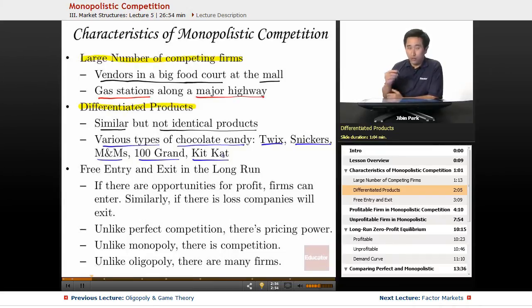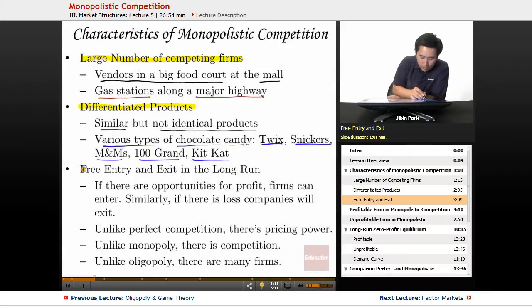Chances are you have participated in a monopolistically competitive market if you've woken up and done pretty much anything today, because the majority of our goods participate in monopolistic competition. And the third characteristic of monopolistic competition would be free entry and exit in the long run. Basically, this is saying that if there's profit, firms are going to come in, and if there's loss, they leave. So if there are opportunities for profit, firms can enter. Similarly, if there is loss, companies will exit.